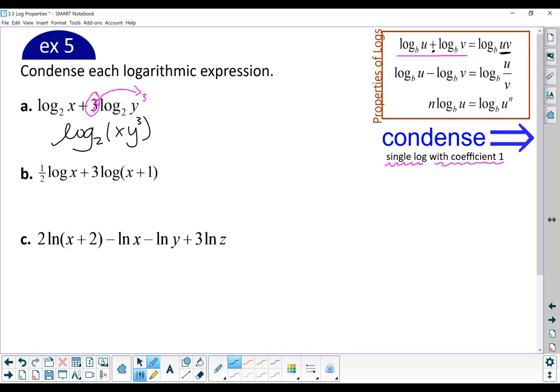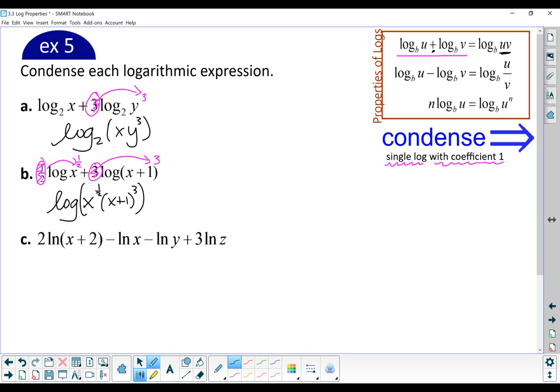And you don't really need the parentheses there. I just put some parentheses. And it's fine with parentheses. Okay, let's do that again. So powers up, 1/2 power and a 3rd power. So I've got the log of x to the 1/2 power plus the log of x plus 1 to the 3rd power. Again, that's a sum, so it's going to be the log of the product, x to the 1/2 multiplied by x plus 1 to the 3rd.